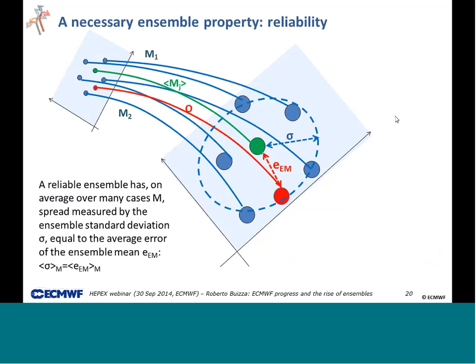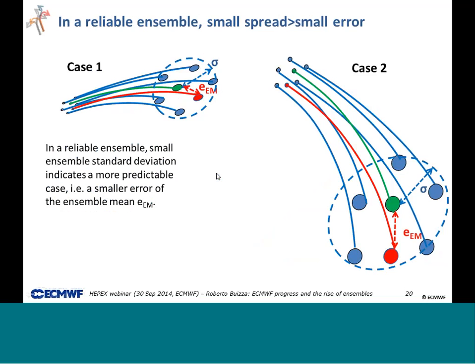So how do they perform? Well, first, the property that is essential for ensembles is that they are reliable. What does reliability mean? It means that on average, you would expect the average error of the ensemble mean to be very close to the average spread of the ensemble. In a reliable ensemble, when the ensemble spread is small, you would expect to have the analysis within the distribution spanned by the ensemble members.